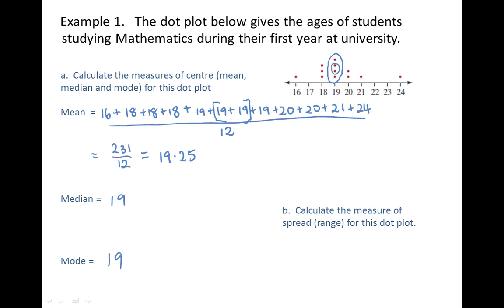Now we're going to have a look at our measure of spread, which is another way of saying that we're going to find the range, and the range of course for this is our highest value, which is 24, take away our smallest value, which is 16. So our range for this data is 8. Now you don't need to write this down, we're just having a look at how we can find measures of centre and spread from a graph.